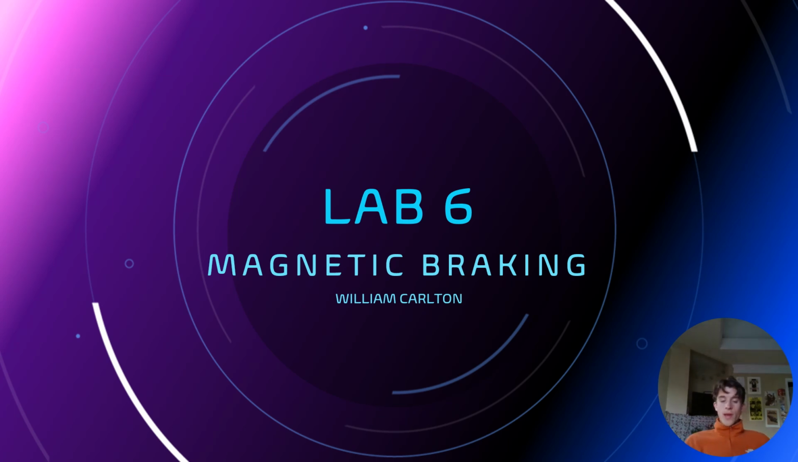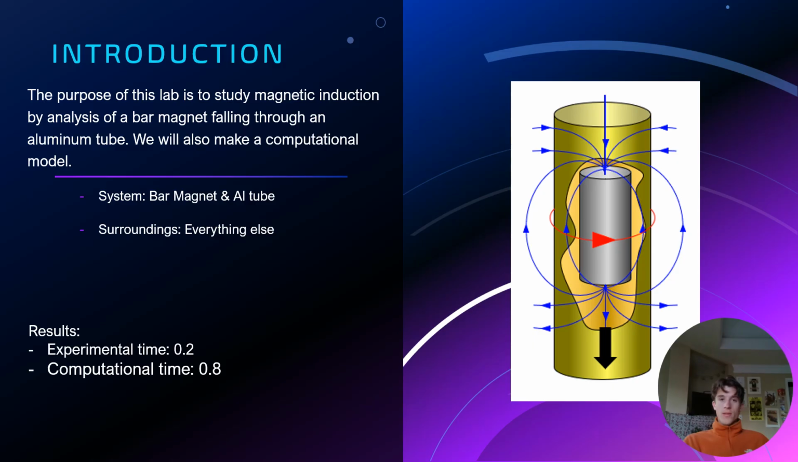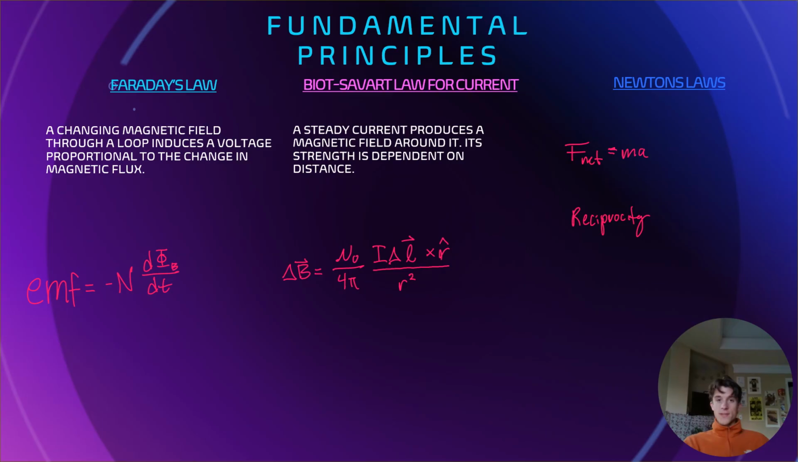Hello, welcome to Lab 6, Magnetic Braking. The purpose of this lab is to study the magnetic induction that happens when a bar magnet falls through an aluminum tube. We'll be comparing this to a computational model, the system being the bar magnet and the aluminum tube. The results were that experimentally 0.2 seconds and computationally 0.8 seconds.